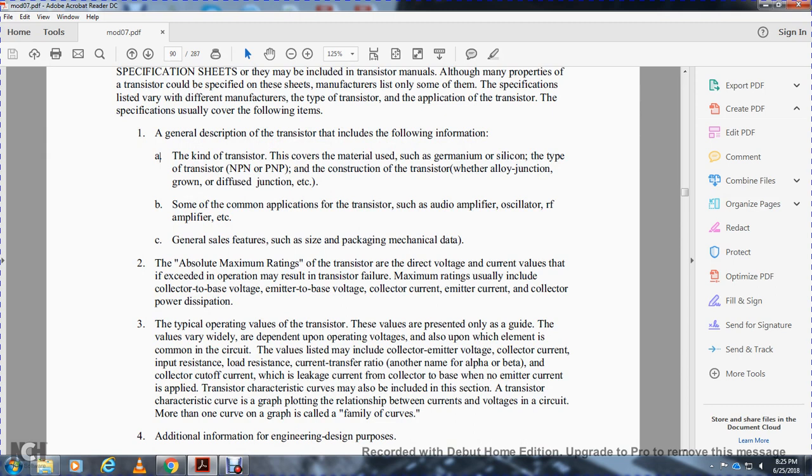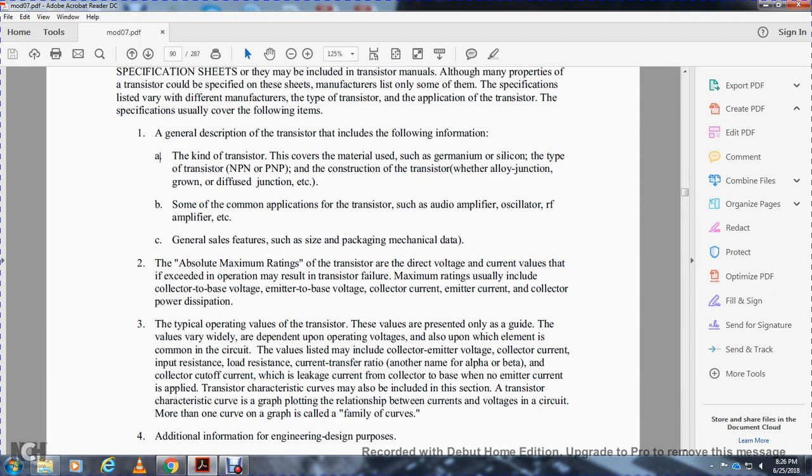The typical operating values of the transistor are presented only as a guide, since the values vary widely depending upon the operating voltage and upon which elements are common in the circuit. The values listed include the collector-emitter voltage, collector current, input resistance, load resistance, and the current transfer ratio, another name for alpha or beta. Collector cutoff current is the leakage current from the collector to the base with no emitter current, along with the transfer characteristic.